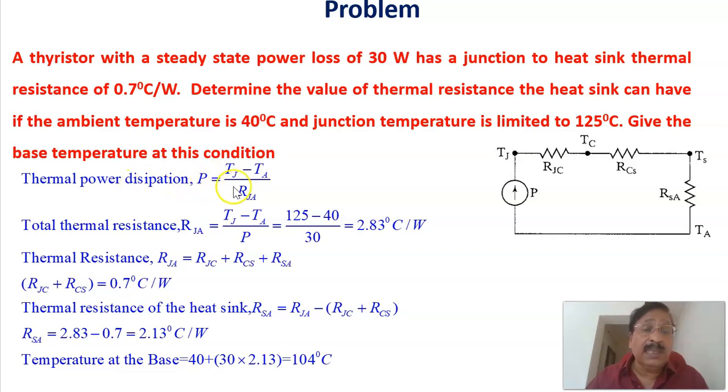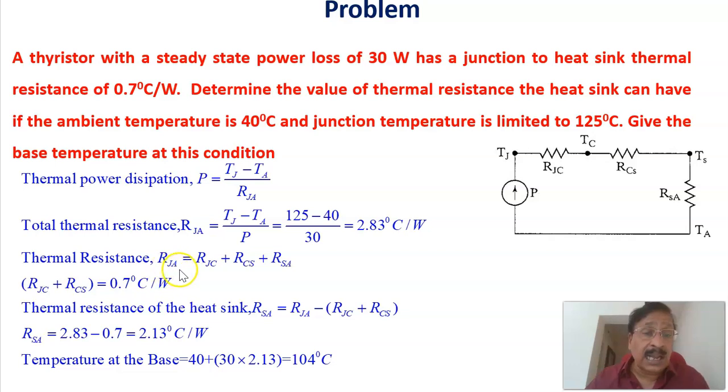Thermal power dissipation P is equal to Tj minus Ta divided by RJA, that is this temperature minus this temperature divided by the total thermal resistance. So the total thermal resistance is given by Tj minus Ta divided by P. Here the junction temperature is limited to 125, so Tj is equal to 125, and the ambient temperature is equal to 40. So 125 minus 40, divided by the power loss of 30 watts, gives the total resistance, which is equal to 2.83 degrees centigrade per watt.